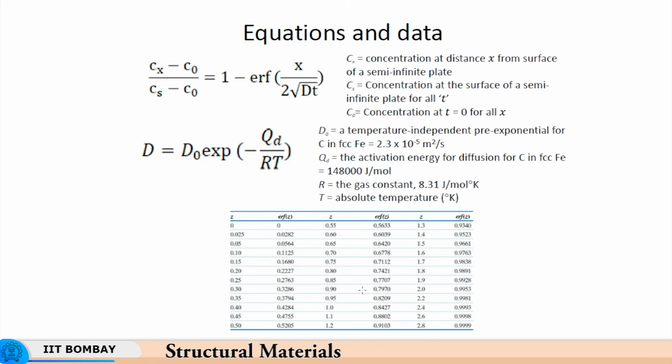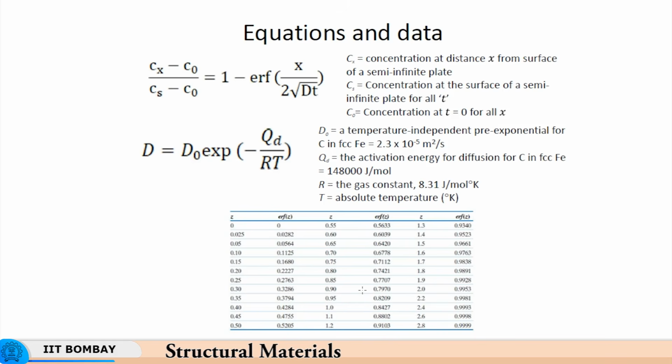Cs is the concentration of carbon at the surface. So here we intend to have 1% as the concentration of carbon at the surface. So the denominator is 1 minus 0.2, so the denominator is 0.8, and then Cx minus C0 is something that we need to find. So Cx is the carbon concentration at 0.75 millimeter below the surface.